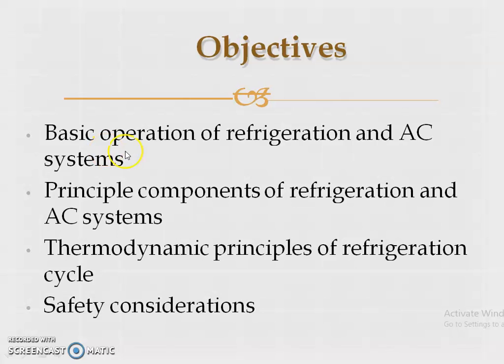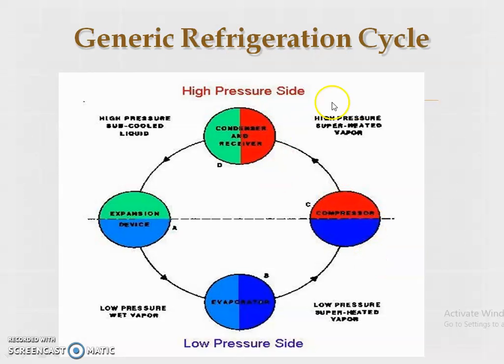The main objectives are the basic operation of the refrigeration and air conditioning system, the principal components of the refrigeration and air conditioning system, and the thermodynamic principles of the refrigeration cycle. After that, safety considerations.